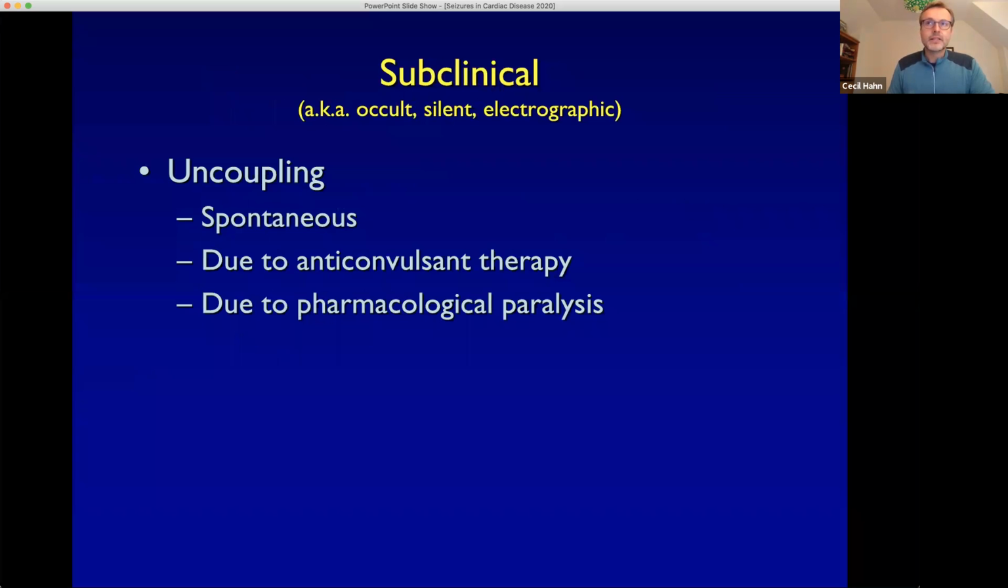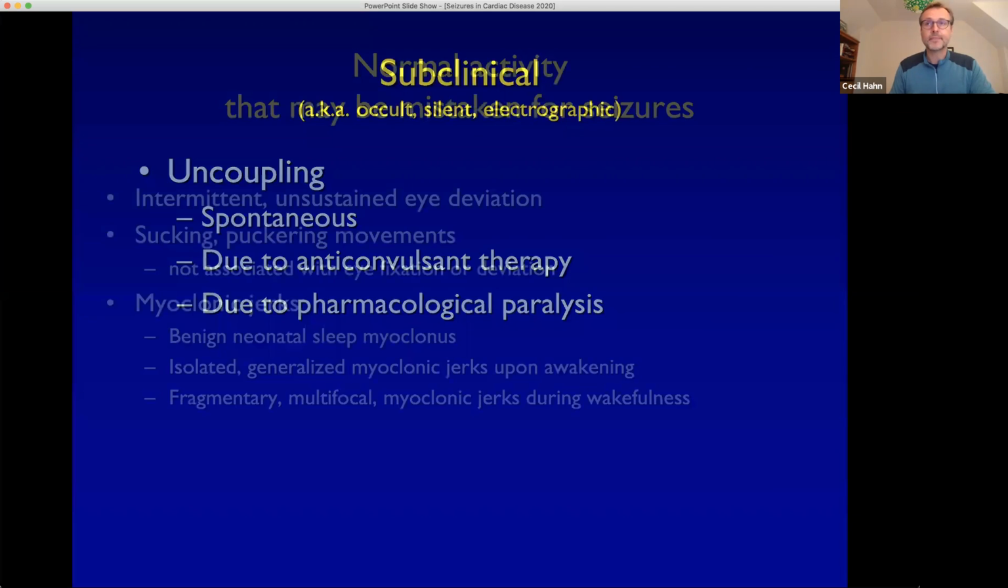And then there are these subclinical seizures, which we talked about. Non-convulsive, occult, silent, electrographic, they all mean the same thing. These are due to uncoupling between electrical activity and clinical activity, which can happen spontaneously, but more commonly happens due to anticonvulsant therapy or paralysis. Obviously, if you have a paralyzed patient, you're not going to see any clinical expression.